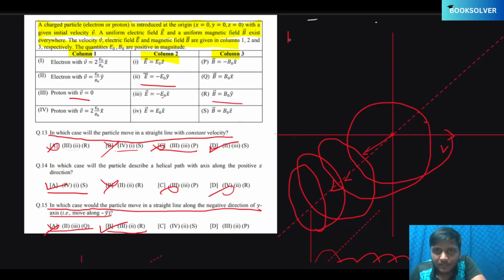Let me write all the answers once again. 13 we have got D, 14 we have got as A, and for the 15 we have got as B here.